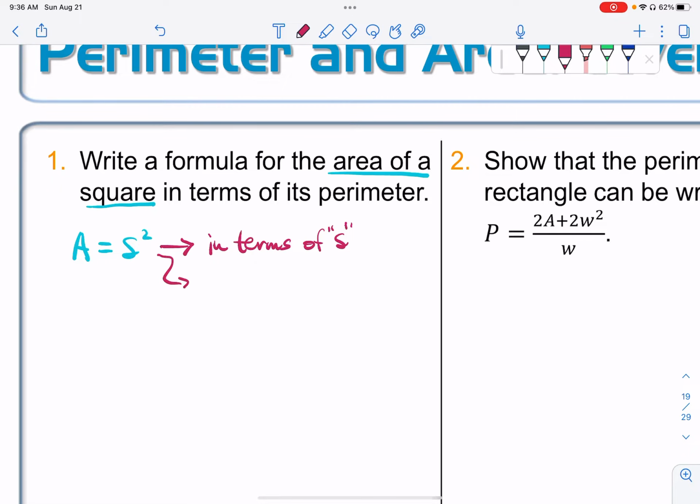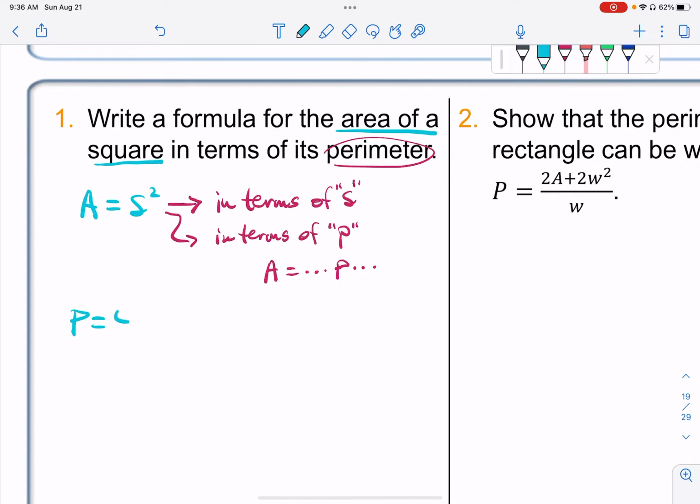But we want to rewrite it so that it is in terms of P, perimeter. And what that means is that our final answer is going to look like A is equal to stuff, and that stuff contains only the variable P. It can have other numbers and other constant values, but the only variable on that side is P. That tells you that you need to come up with an equation for P that has an S in it. Well, that's the only formula that there is, which is handy. Our P is equal to 4S.